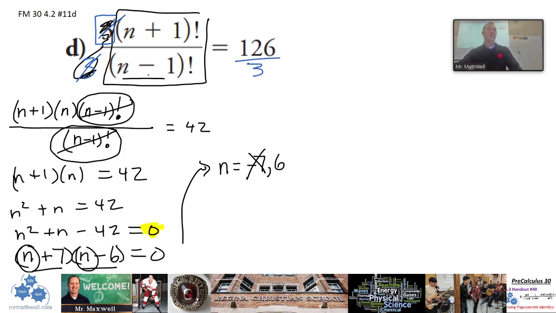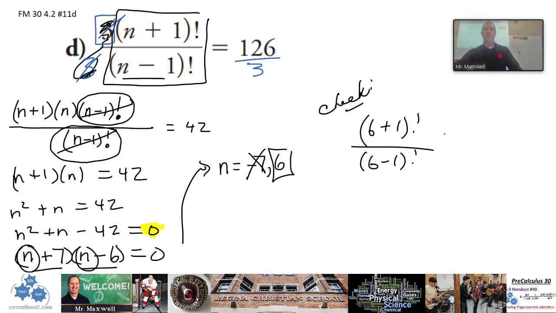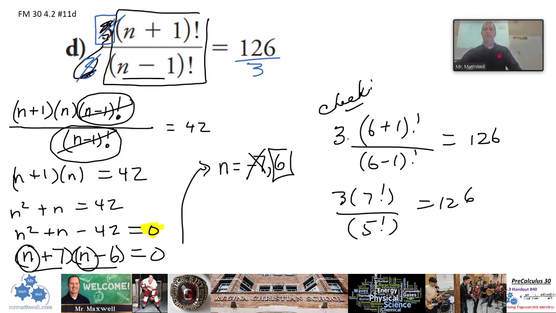We can't take the factorial of negative numbers. So we're looking at 6. Okay? 6 appears to be our answer. Now you do want to check that. So let's do 6 plus 1 factorial over 6 minus 1 factorial should equal 126, and we're going to multiply that by 3 over here. So let's see if that works. 3 times 7 factorial over 5 factorial equals 126. If I divide both sides by 3, I know I get 42 over here.